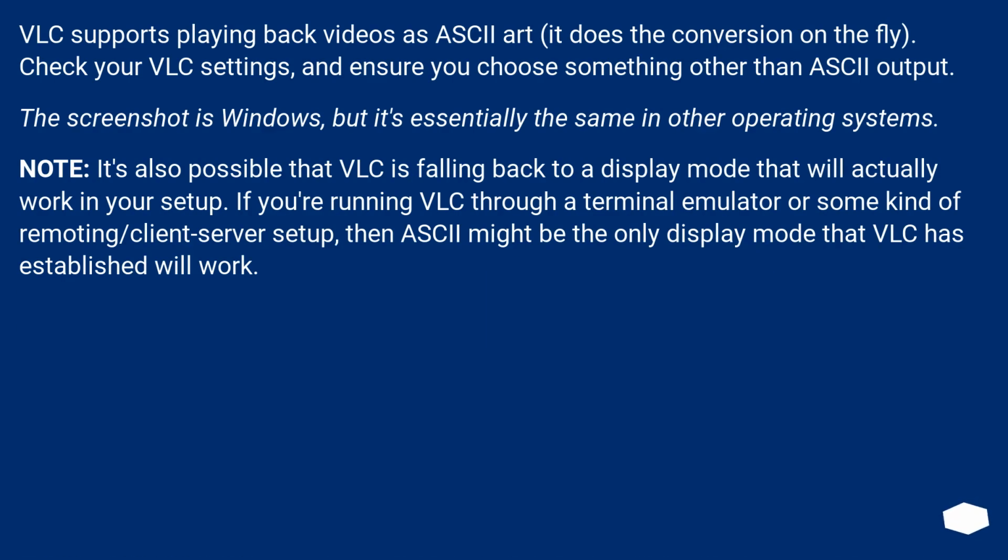VLC supports playing back videos as ASCII art. It does the conversion on the fly. Check your VLC settings, and ensure you choose something other than ASCII output. The screenshot is Windows, but it's essentially the same in other operating systems. Note, it's also possible that VLC is falling back to a display mode that will actually work in your setup. If you're running VLC through a terminal emulator or some kind of remoting client-server setup, then ASCII might be the only display mode that VLC has established will work.